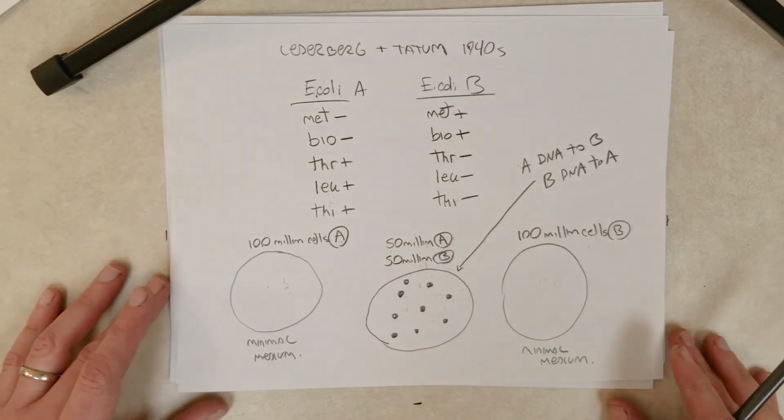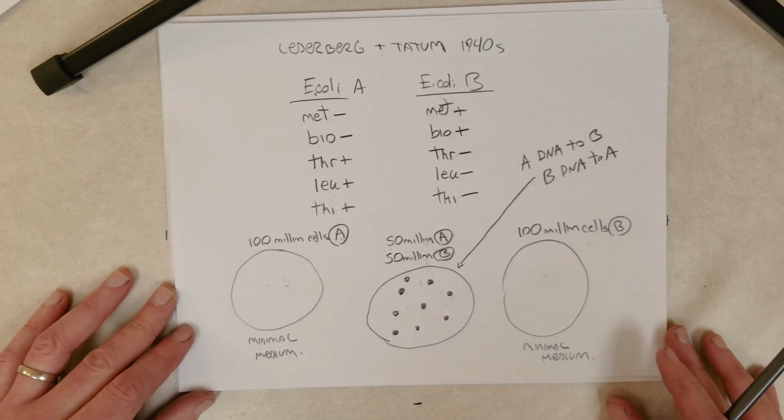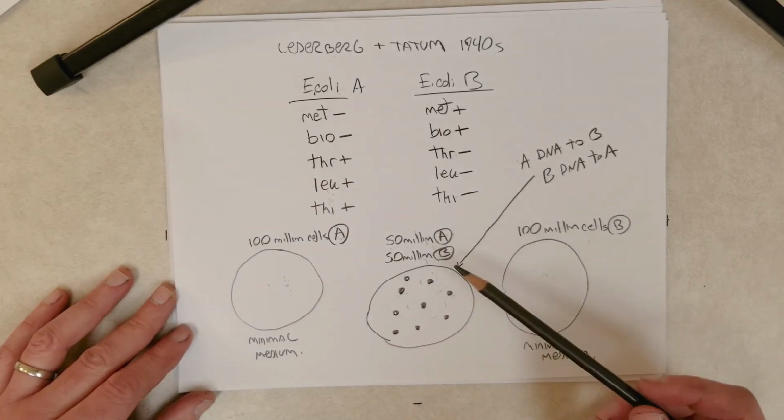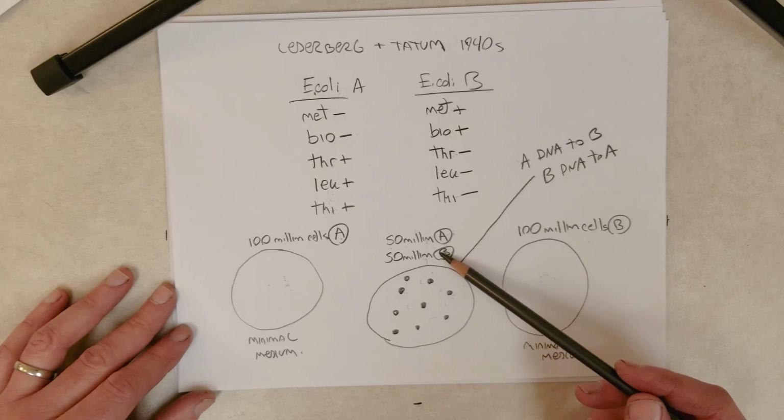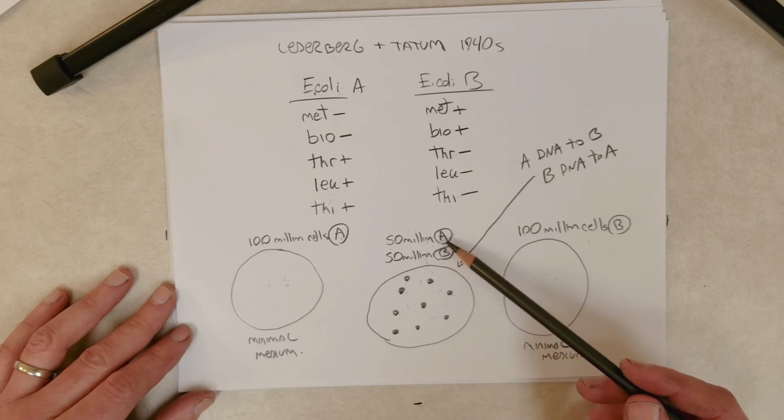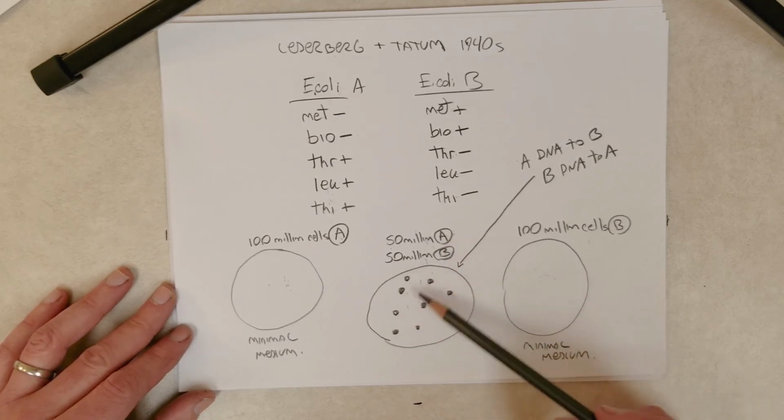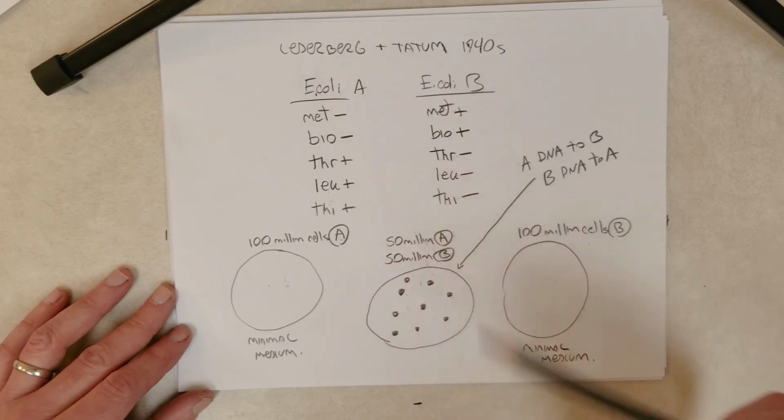Okay, so in the next video, we'll take a look at how conjugation is thought to have allowed this to happen in Lederberg and Tatum's experiment.